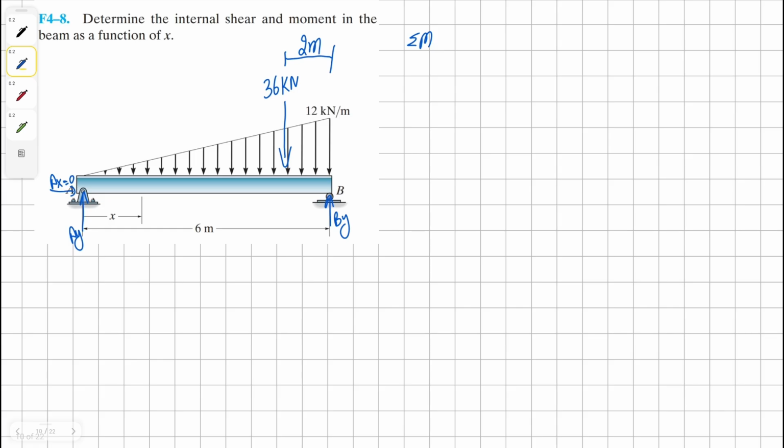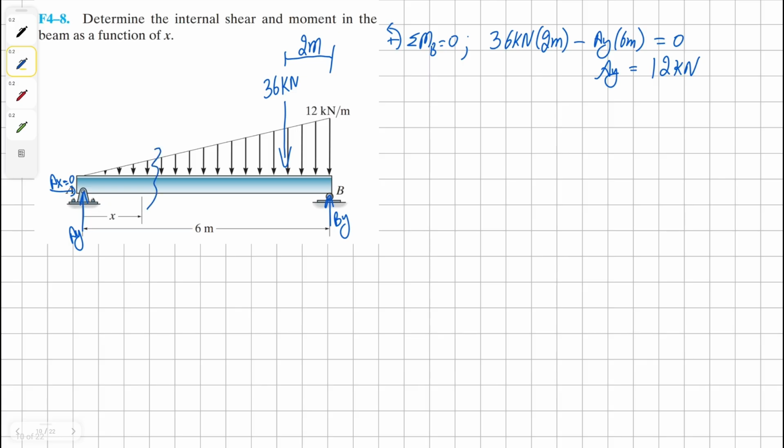Now we can use equilibrium equation, the moment equilibrium equation, to determine our solution for AY. We're going to sum the moments about B. We're going to have 36 kilonewton counterclockwise, and it's 2 meters away. Then we have clockwise AY, and it's 6 meters away, all equals to 0. Solving for AY, we get our solution as 12 kilonewton.